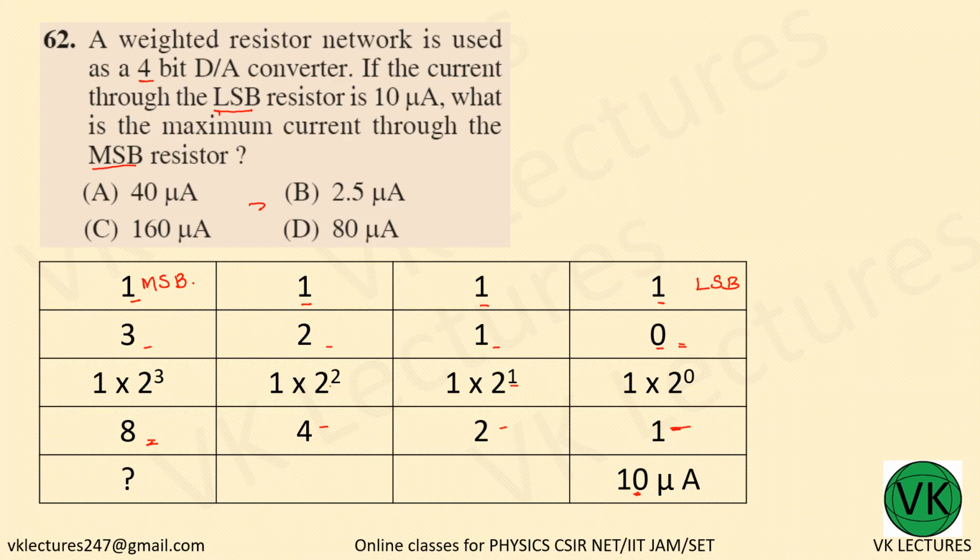So you can write for 1 is to 10 microampere, then what is 8 is to, now 1 by 8 is equal to 10 divided by x. This is what we have to find out, that is x is equal to 80 microampere. That means the current passing through the most significant bit, that is this bit resistor, is 80 microampere, which is nothing but our option D.